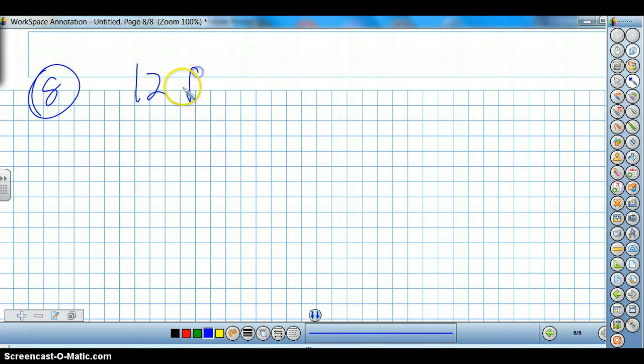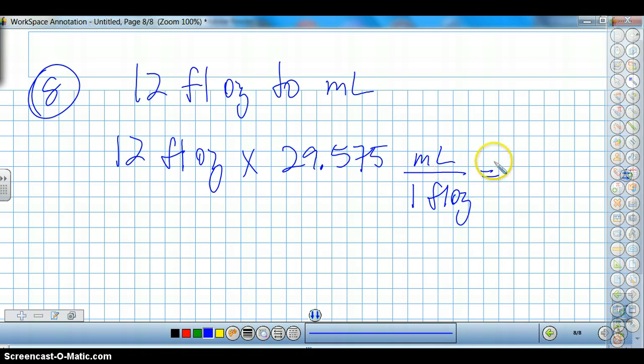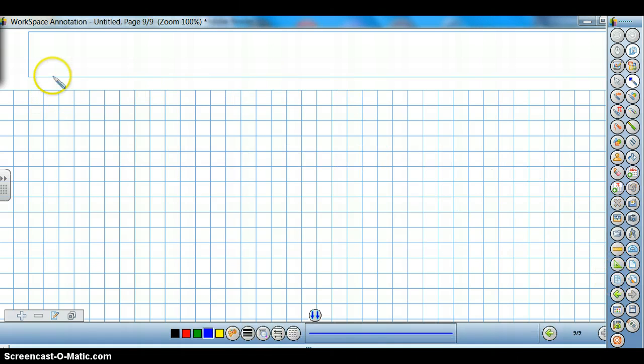Okay. And let's go to number 8. You have 12 fluid ounces, and you want to go to milliliters. So 12 fluid ounces times the conversion factor, it's 29.575 milliliters for 1 fluid ounce. And when you multiply these two together, you get 354.9 milliliters.